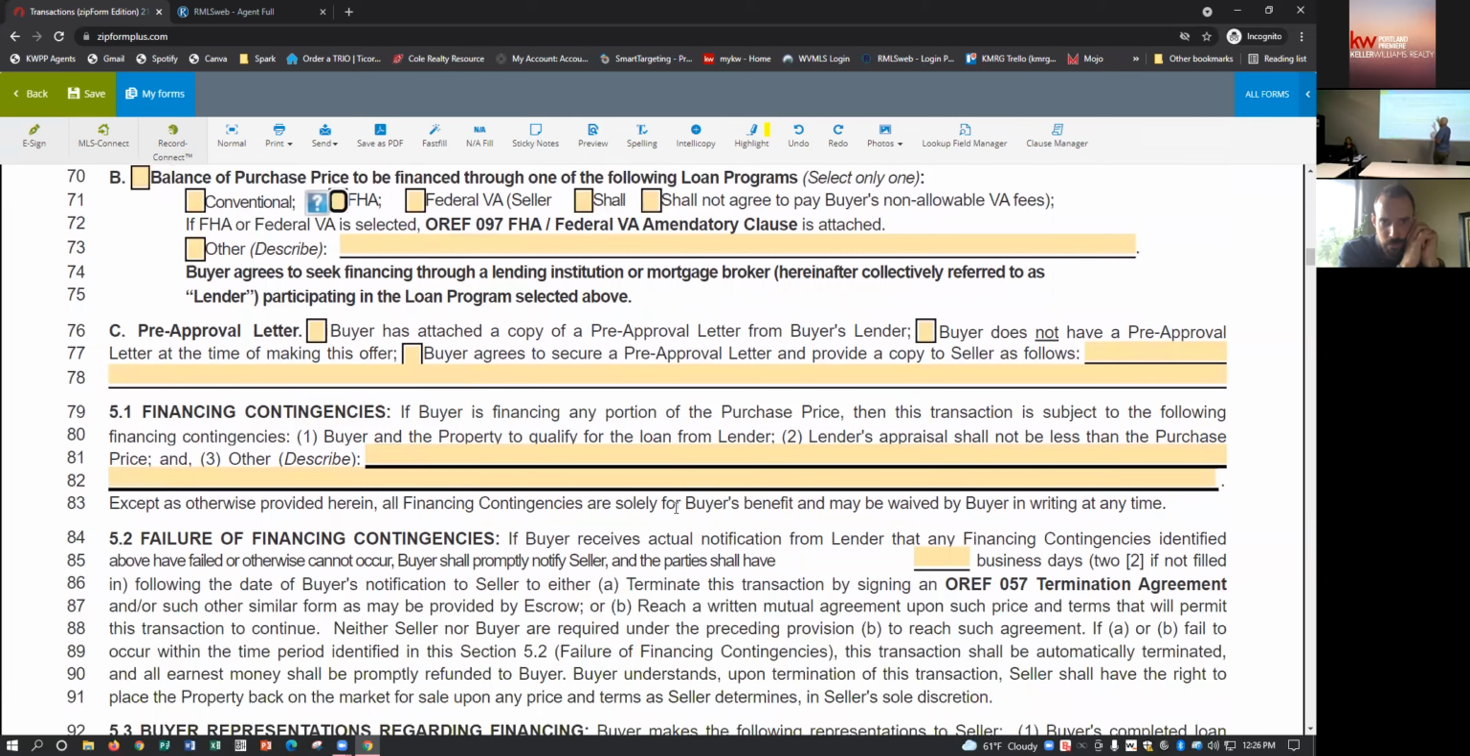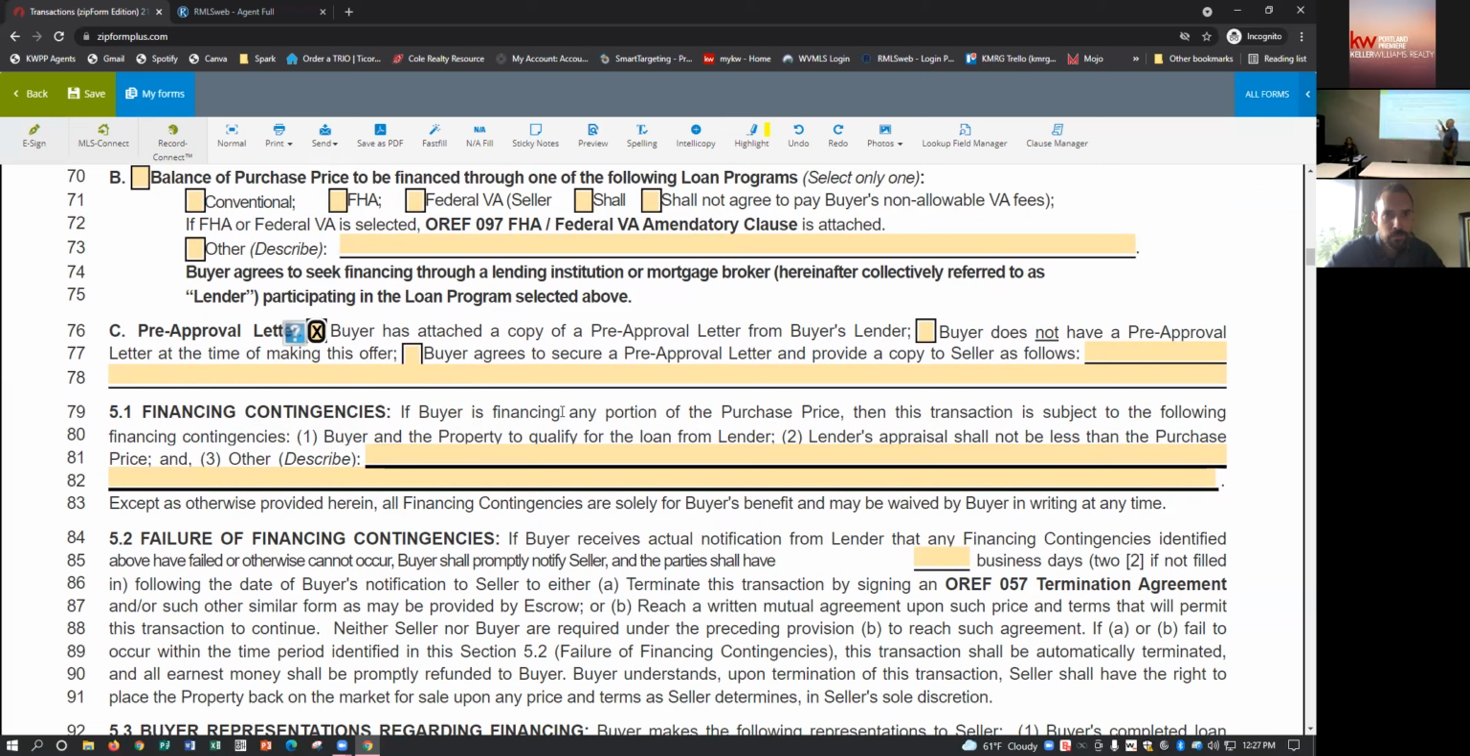Much like the proof of funds, we have the pre-approval letter here. I would love it if this is always checked. That means the client has it right now, that it's delivered with the offer. Always hope that one's checked. Again, I think it's been a competitive market for the last, I don't know, 8 years. It's really been a seller's market for 8 years. So I think that you always want to have that available.